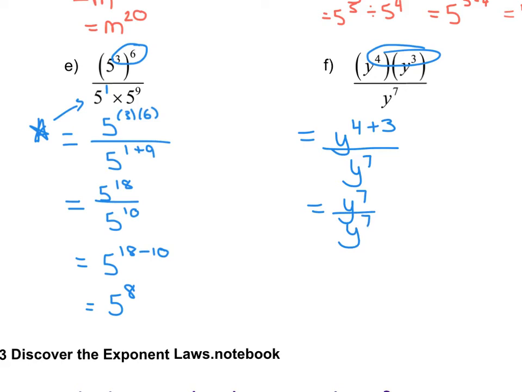Some of you might easily say, oh, the 7s just cross out. You can also think of it as y to the 7 subtract 7, which leaves me with y to the power of 0. That leads me into my next law: anything to the exponent of 0 equals the value of 1. That's going to be new for some people. I don't expect you to know that. I'm going to teach that as the next law.